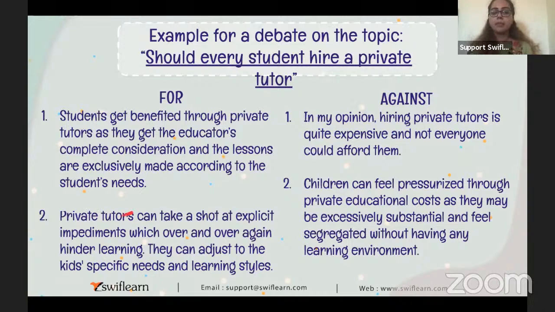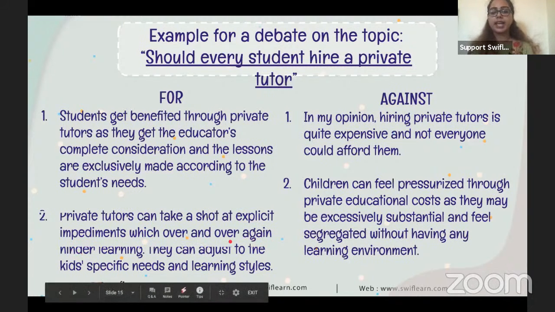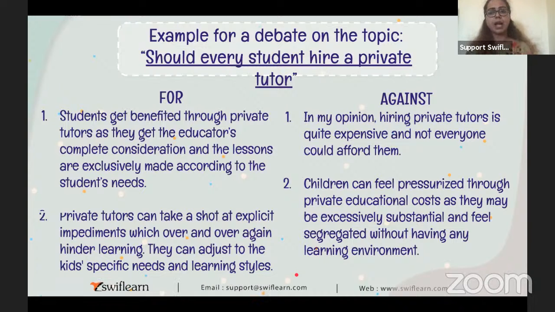Next, we speak about private tutors can take a shot at explicit impediments which over and over again hinder learning. They can adjust to the kids' specific needs and learning styles. Every child has a different way of learning, because all children are not the same, right? So the private tutor will be able to analyze the way a child is and structure the learning techniques based on how that child is and how the child can learn. Because the learning style and learning techniques is going to be different for every child.